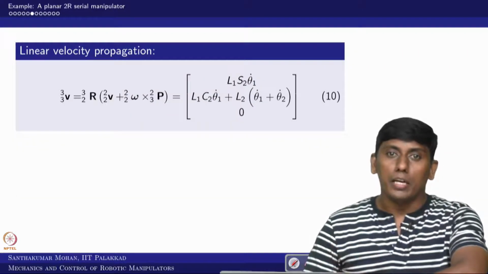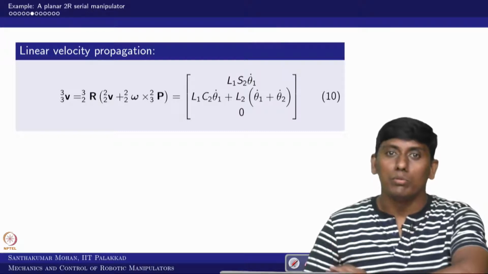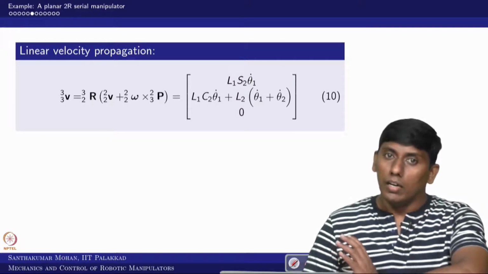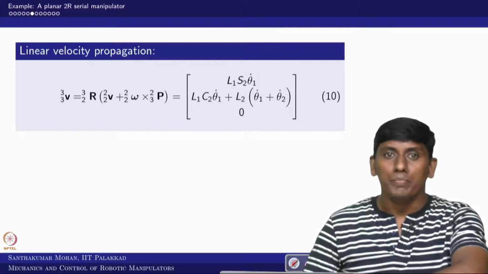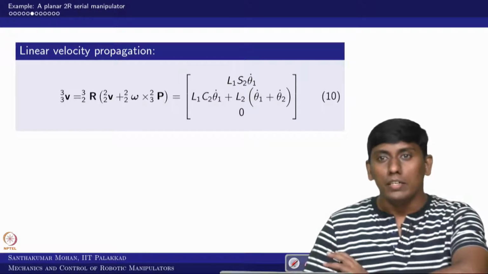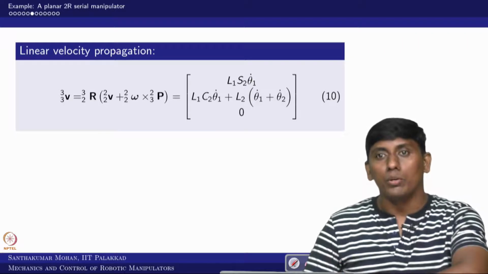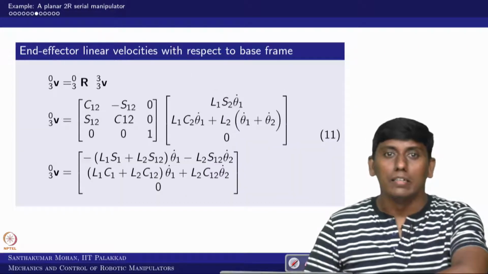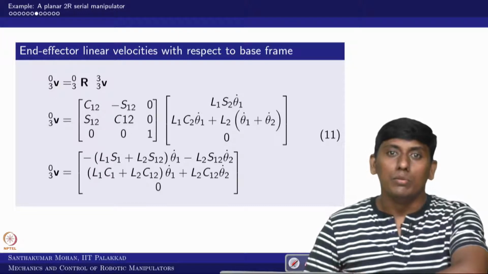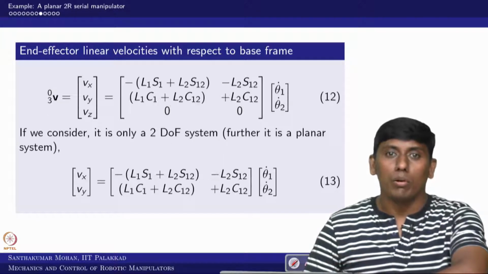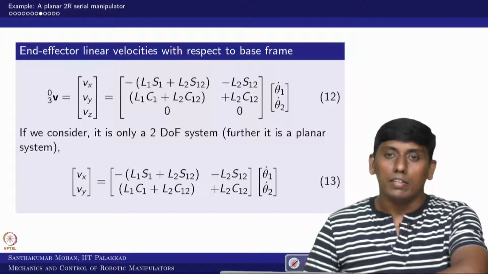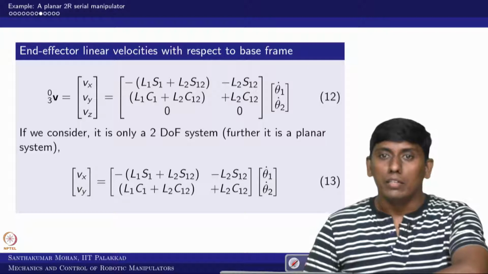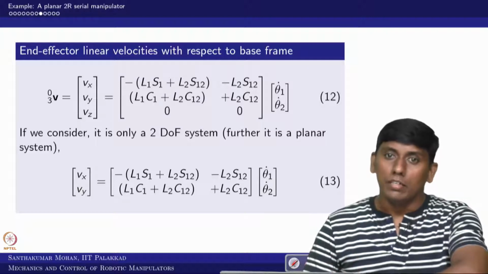Once we obtain these, we can get the end effector velocity with respect to the base frame, in the sense the velocity of frame 3 with respect to the 0th frame, as we can see here. This will give a Jacobian matrix, as we have seen in the last class. So now, can we do the same thing in MATLAB in the same format? Yes, we can do it.